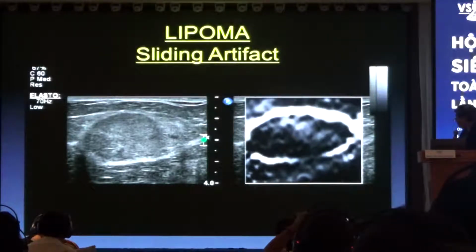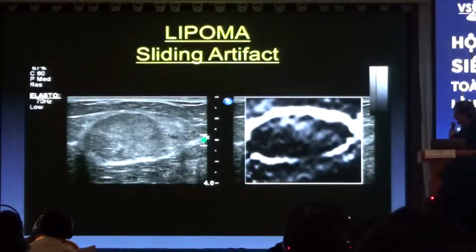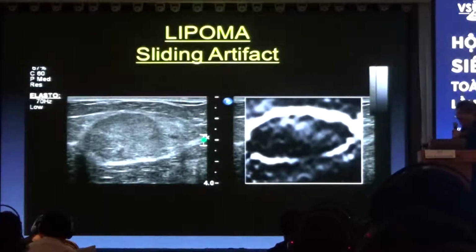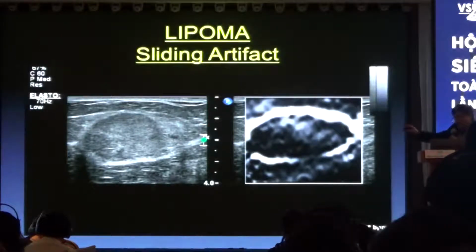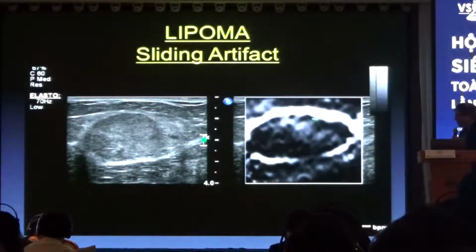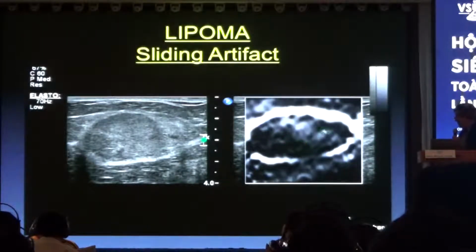But I want to show this too because you see this white ring around the lesion. This is what I call the sliding artifact. So this is when the lesion is moving in and out of the plane. You get this artifact. So you know sometimes when you're scanning the breast and you go over a fibroadenoma, you feel like it plops out. This is the elastography of it plopping out. Okay, so if you're doing this, it's telling you that this lesion is not attached to the surrounding tissue.